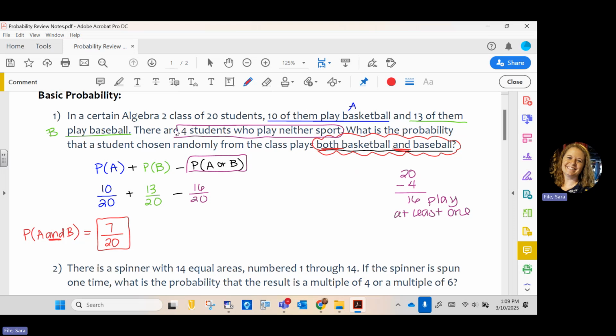So then when you take away the 4 that don't play anything, there's only 16 that play something. And so it's the difference in the 23 and the 16 that gives us that 7. So the overlap is 7. So there are 7 that were being double counted because they play both. Does that make sense?